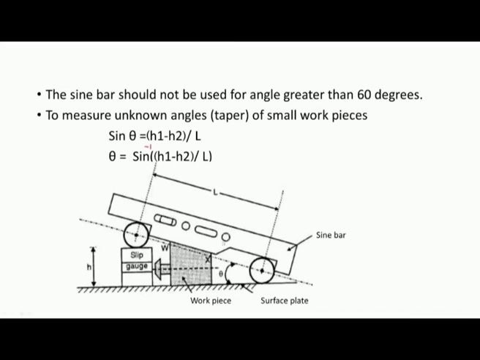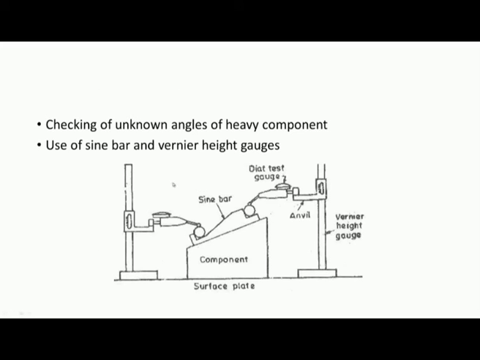Knowing the values of H1, H2 and L, we can find out the taper angle theta, that is theta is equal to sin inverse of (H1 minus H2) divided by L. Sometimes the workpiece will be very heavy. So, checking of unknown angles of a heavy component, in that case how do we use the sine bar?